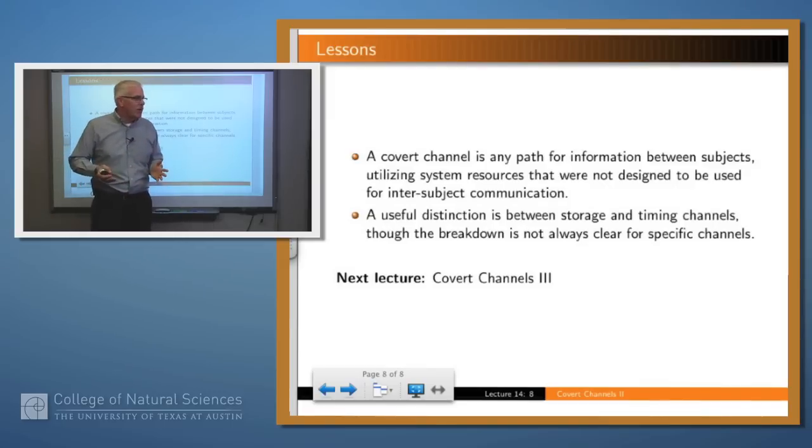Okay, so what have we learned? Well, we've given a definition of a covert channel. Remember what that is: any path for information between subjects utilizing system resources that were not designed for that purpose. And then a useful distinction is often made between storage and timing channels, though in practice we've seen at least one channel in which it was difficult to determine which it was, a storage or a timing channel, because it actually had aspects of both.